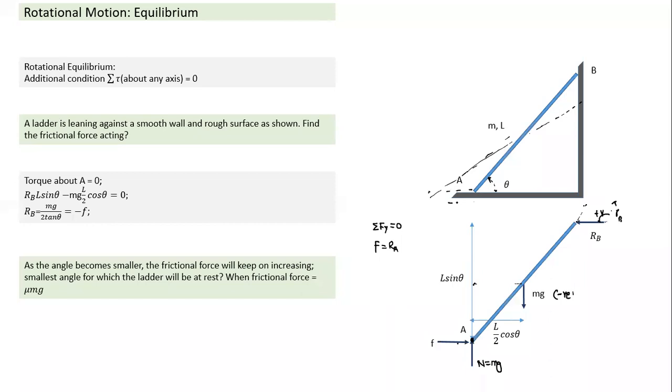So when the angle theta is minimum, the friction force will be equal to mu times the normal reaction, which is mu times mg. So when this value becomes equal to mu mg, that would be the critical angle up to which it can remain in equilibrium. And you can notice, if you keep this at a larger angle, the ladder is more stable, and as the angle becomes smaller, at small angles, it will not remain stable.